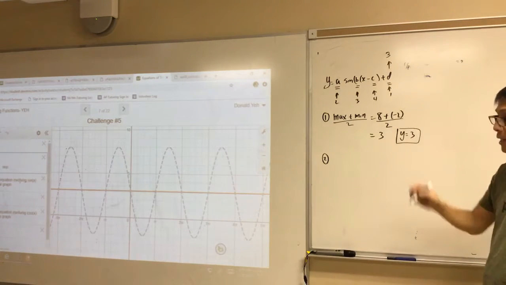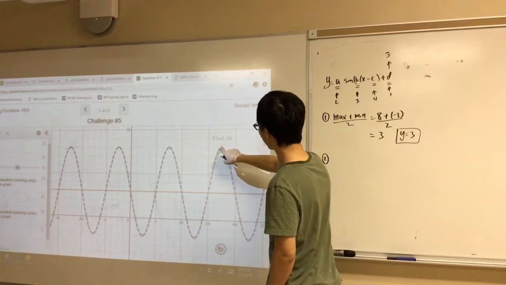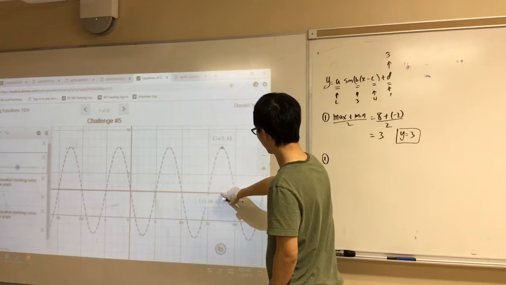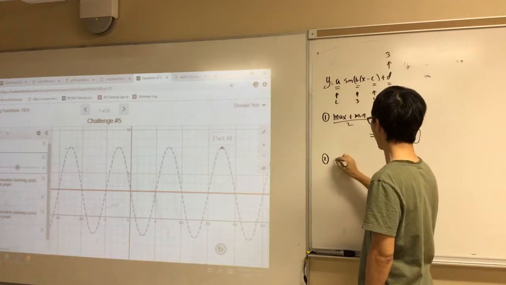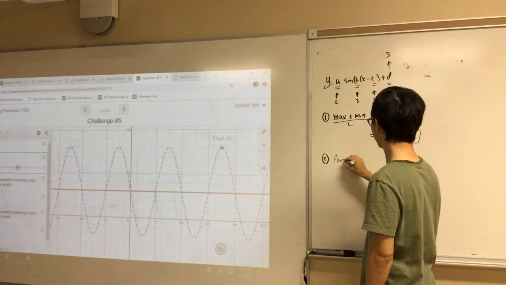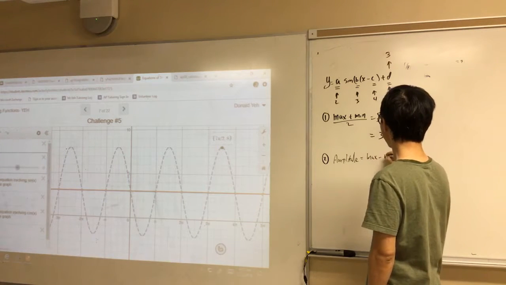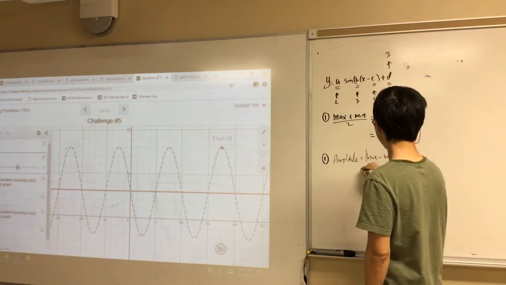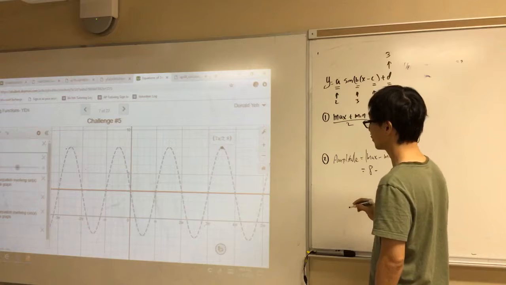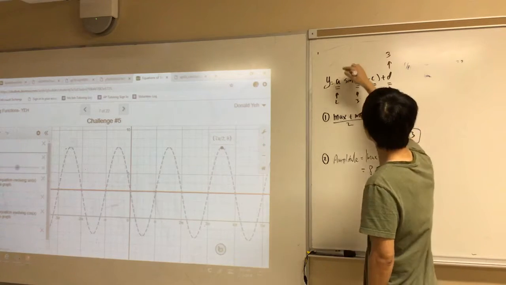Now, once you find the midline, you can look at the distance from here to here. So this one is 8, but this one is 3, so 8 and 3, the difference is what? 5. So amplitude is equal to max minus the midline. So this one's 8 minus 3, which is equal to 5. So therefore, this is a 5.